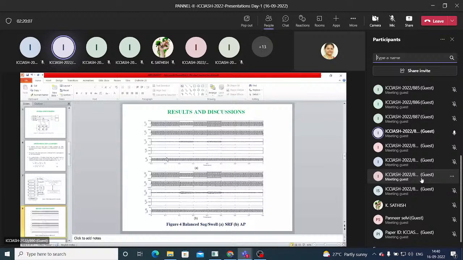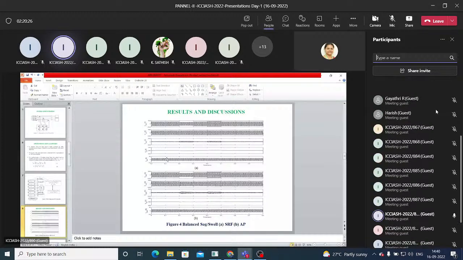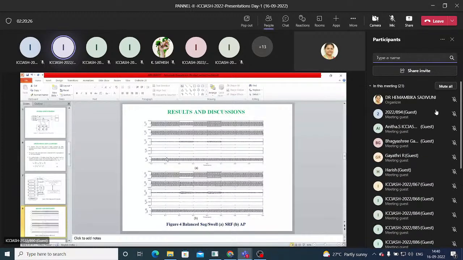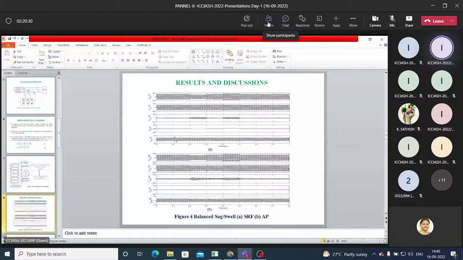Here we can see the DVR injects appropriate voltage to compensate the same, and we can see the load voltages are as per the requirement. The DC link voltage is maintained at the reference value, that is 300 volt, and only shows a slight variation during sag and swell, which is allowed. Here we can see that both the controllers performed well during balanced sag swell condition.